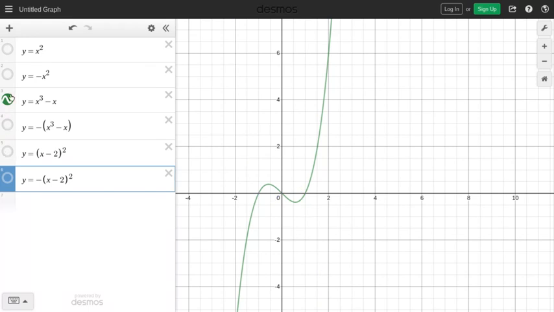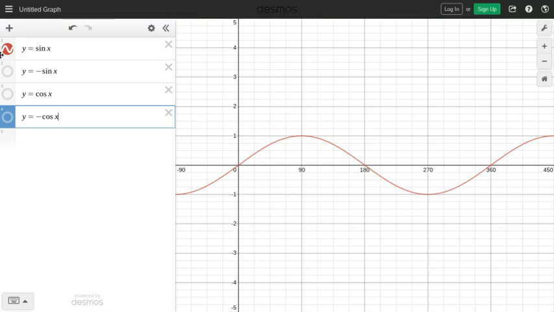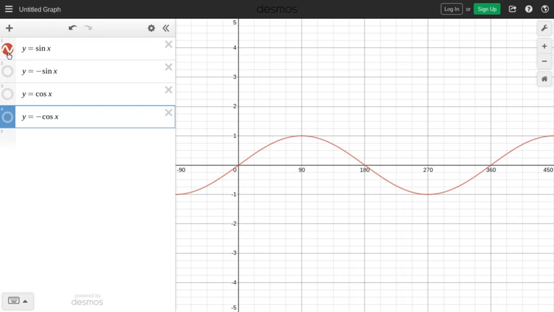Y equals x minus 2 all squared. Remember that will be a parabola that has moved 2 to the right, so the minimum turning point will be at 2, 0. And by doing y equals negative of x minus 2 all squared, that again will reflect the graph in the x-axis, like so. And as we've seen in the note, this also occurs for trigonometric graphs. Indeed, it occurs for any graph.